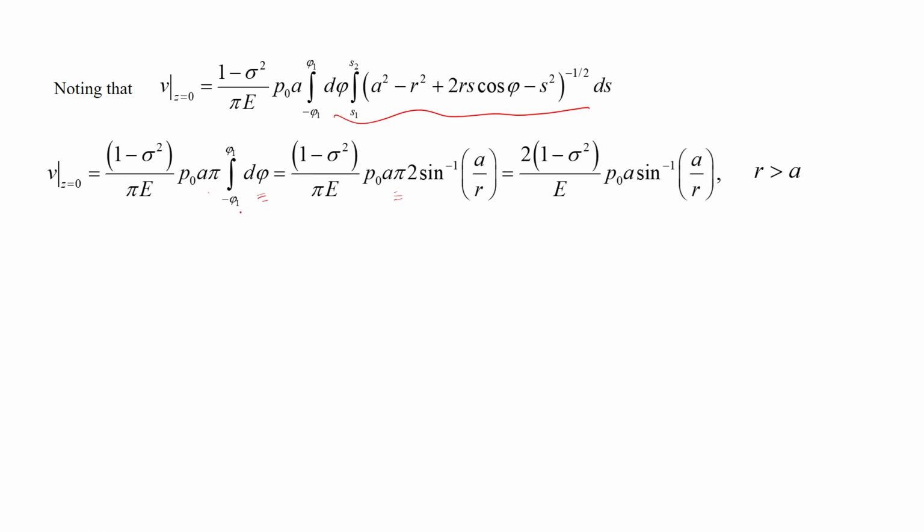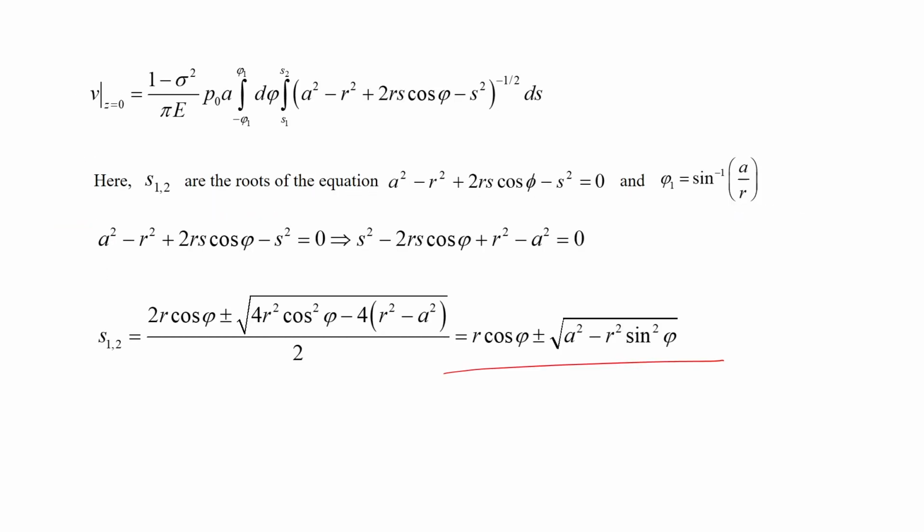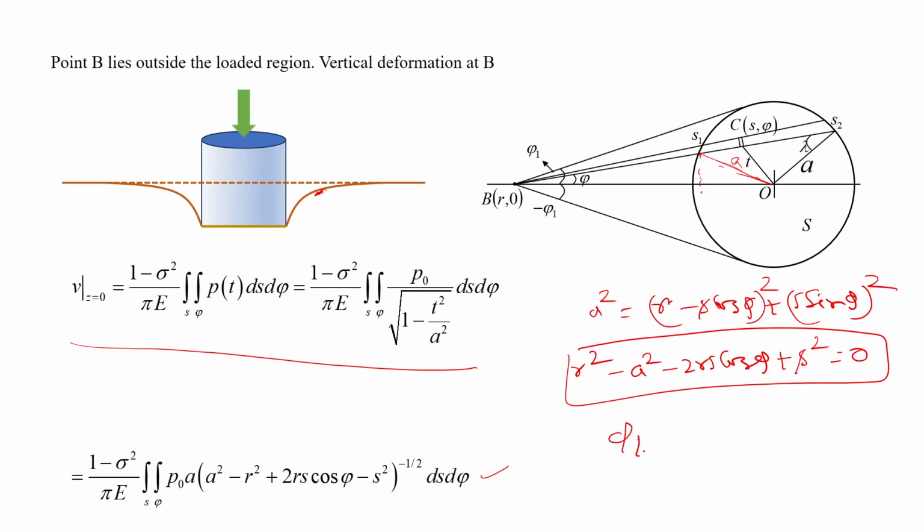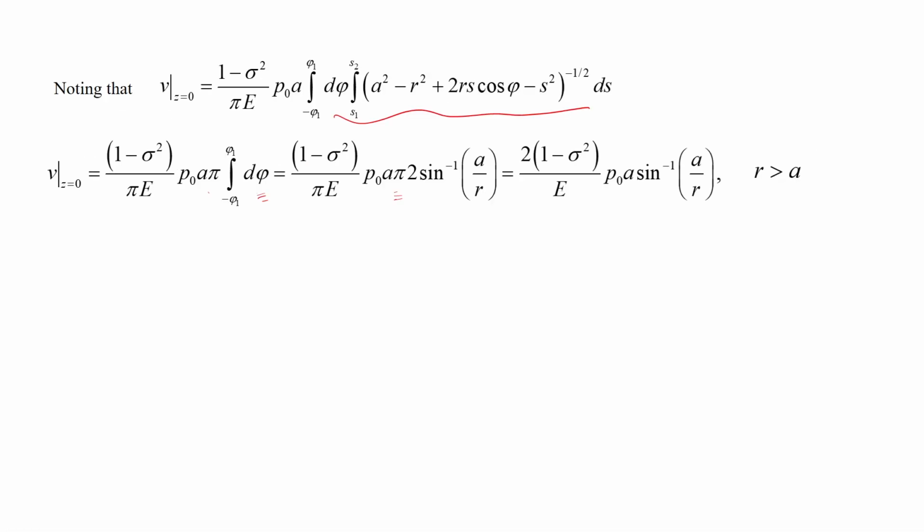The phi varies from minus phi 1 to plus phi 1. What is phi 1 here? Phi 1 is equal to sine inverse of A by R. So, phi 1 is basically this angle, and this is the perpendicular, so it is sine inverse A by R. Therefore, I have directly written it here. When you integrate d phi, it will be 2 phi 1, so it is 2 into sine inverse A by R. Finally, you will get this expression.